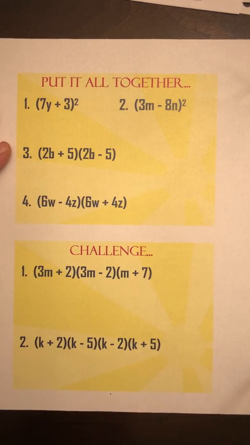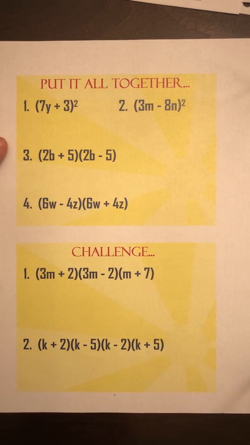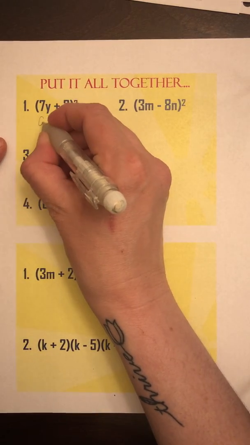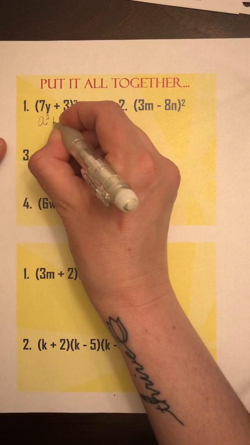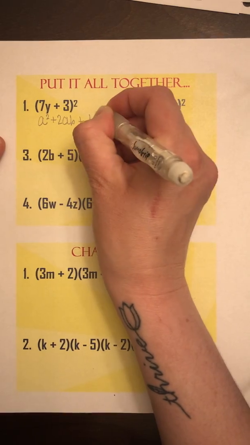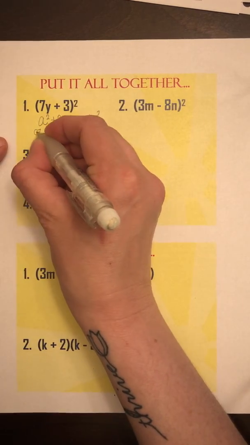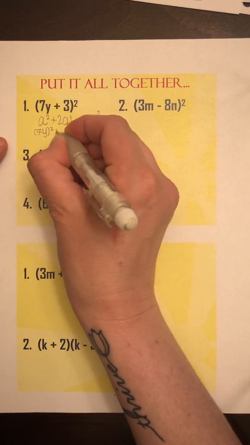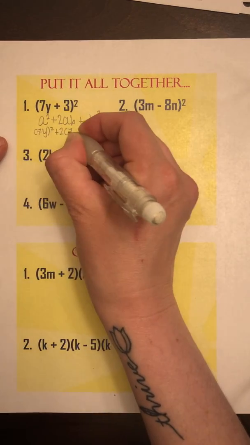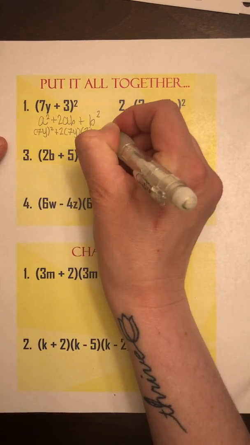Let's go over them and just make sure we know them real quick before we get to the challenge problems. So for number 1, hopefully you recognize that that pattern is a squared plus 2ab plus b squared. What will we use for the a? We're going to plug in the 7y. What will we use for the b? We're going to plug in a 3.